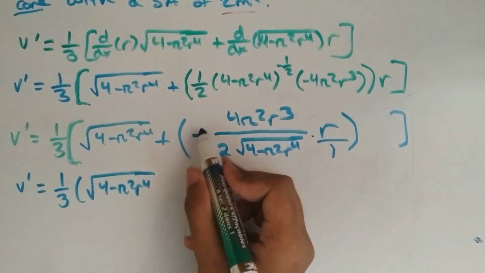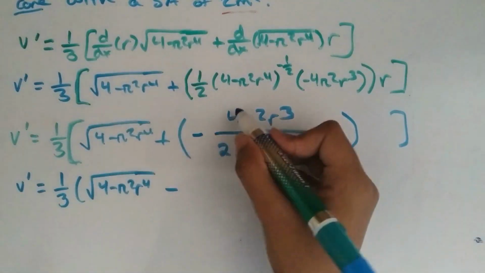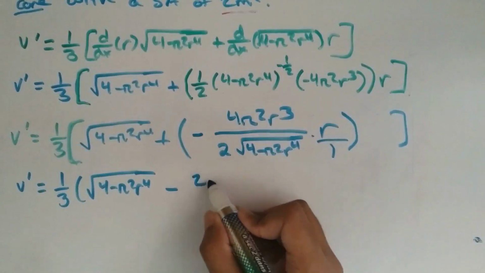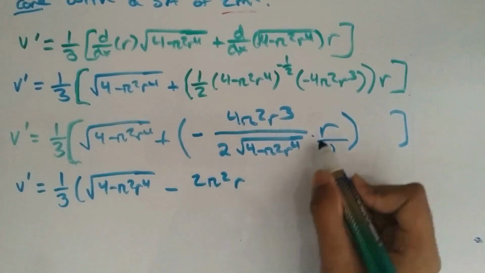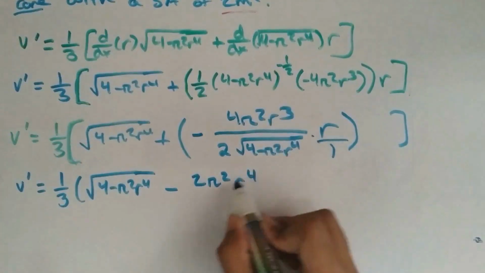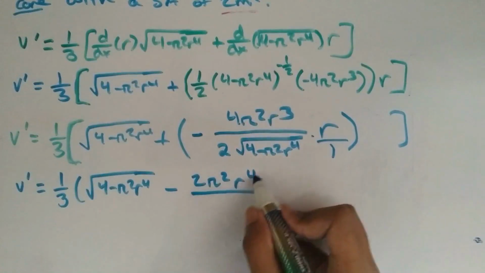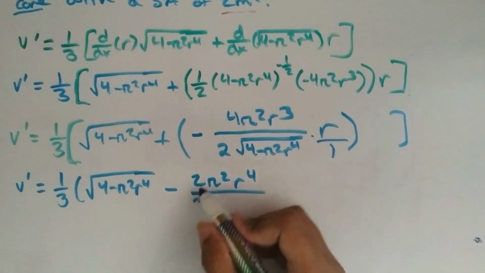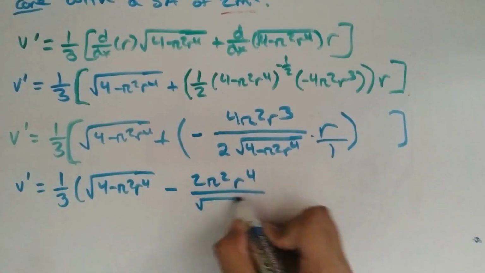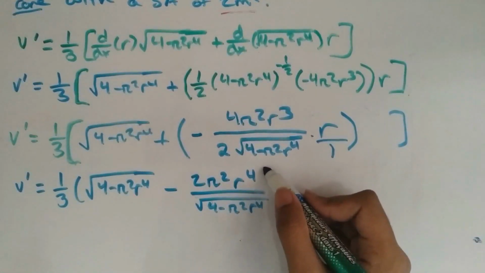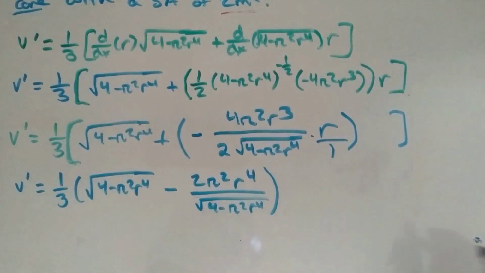So when we're adding a negative fraction, we can go and move that into a straight negative. So once we reduce, we're going to end up with 2 pi squared r, and we're multiplying that in, so r to the 4, and then this 2 gets reduced. So we're just going to have this expression over here, which is the square root of 4 minus pi squared r to the 4. And that is going to be what we have now.